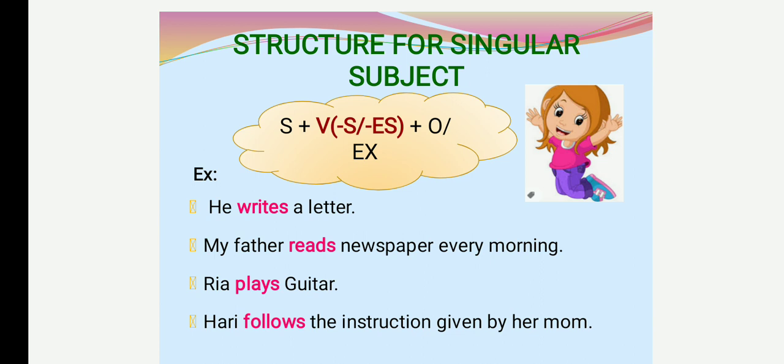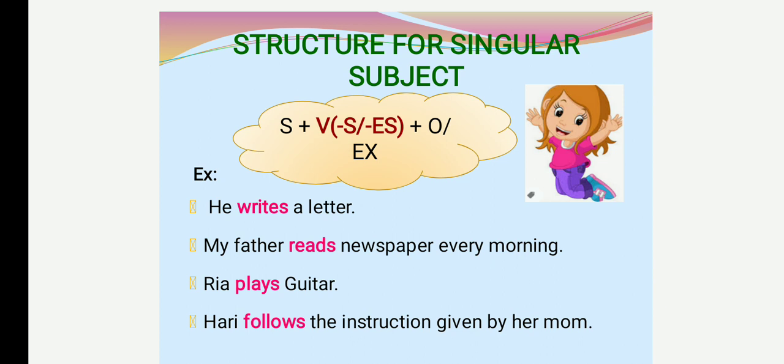Because if both are mingled in the same structure, sometimes we used to confuse. In order to make it clear where we have to add s or es, and where we should not add s or es, I just divided the structure for singular subject and plural subject, in order to keep the structure of simple present tense in mind. So when the verb is followed by a singular subject, we have to add s or es to it.